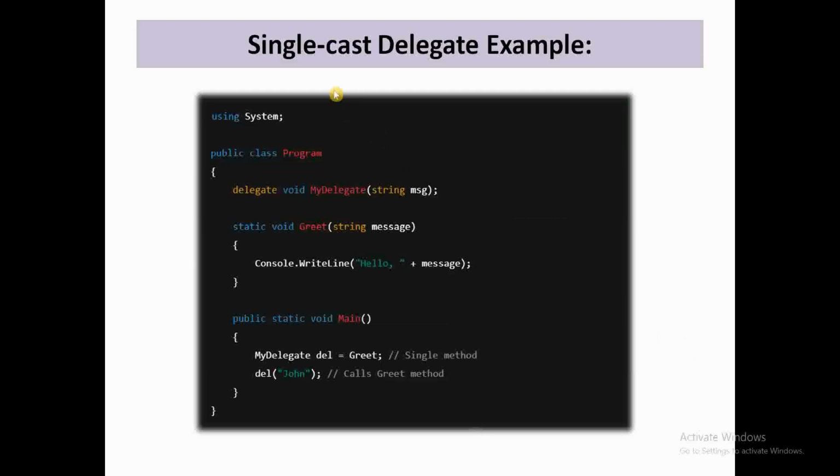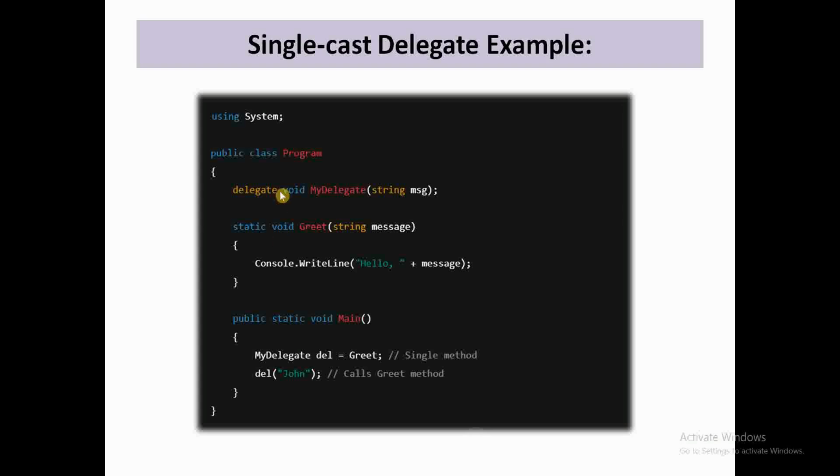Next we have an example of a single cast delegate. Here we have the definition of the delegate. Here is the delegate keyword, and here is the return type, that is void, and then we provide the delegate name, my delegate. We can provide any name for the delegate. This is the parameter type, string type we have here, and this is a method we have, greet method, where we have a parameter string and a return type void.